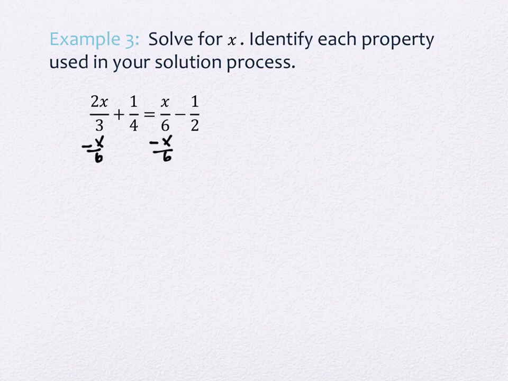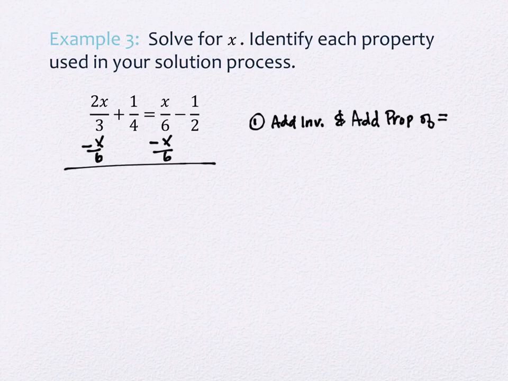As I do that, that's a property. That's two properties actually in one. The properties that we're using as we do that are the additive inverse property. That's why we chose the value we chose. And we're using the addition property of equality, which is what allows me to do something to both sides of an equation and it remain unchanged. Okay? So that's our first steps.